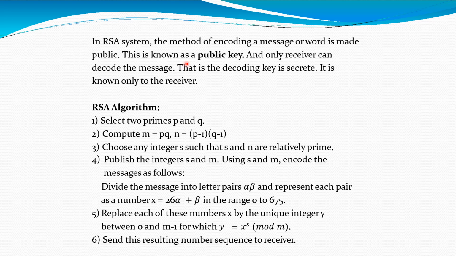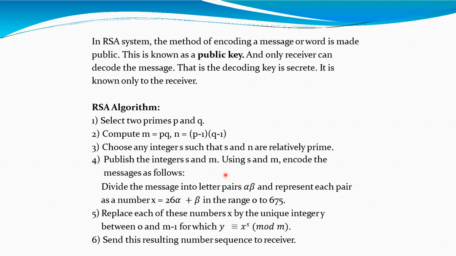Now, in RSA system, the method of encoding message or word is made public. This is known as public key, and only receiver can decode the message. That is, decoding key is secret. It is known only to the receiver. Now, this is the RSA algorithm. First step, select two primes p and q. Second, compute m equal to pq, n equal to (p minus 1) into (q minus 1). Third, choose any integer s such that s and n are relatively prime, means their GCD is 1. Fourth, publish the integers s and m.